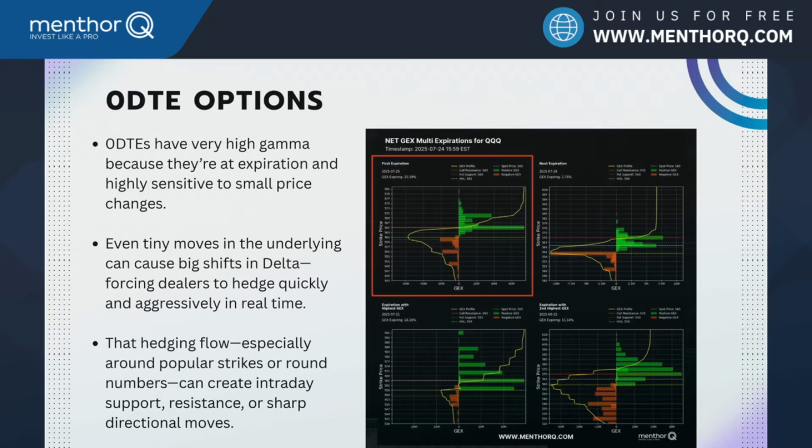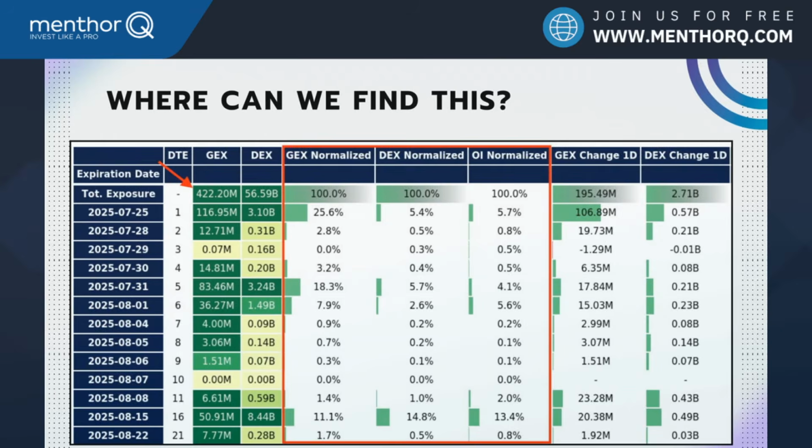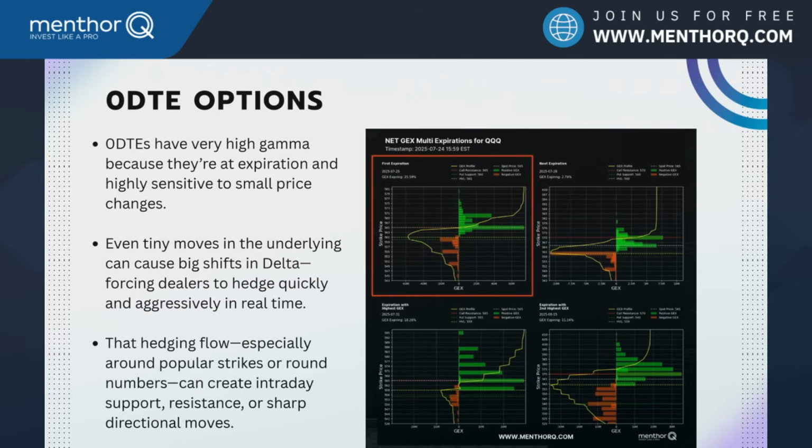And why is this important? Because in the past few years, zero DTEs have really exploded in popularity. And while they may appear to be short-term noise, they can actually have a massive impact on intraday price action, especially when gamma exposure is concentrated around key strikes. So for example, if we go back to the previous slide, whenever you see a lot of gamma exposure, like in the first expiration there, we have 25% of gamma expiring. Combining that with the zero DTE levels can really help you understand price action and can have a very big effect.